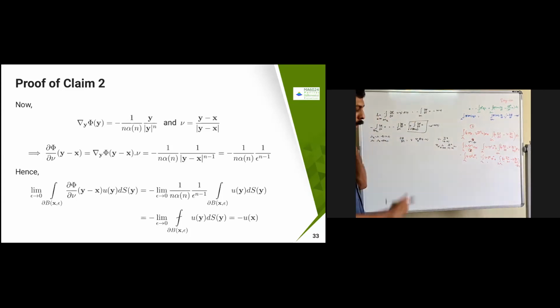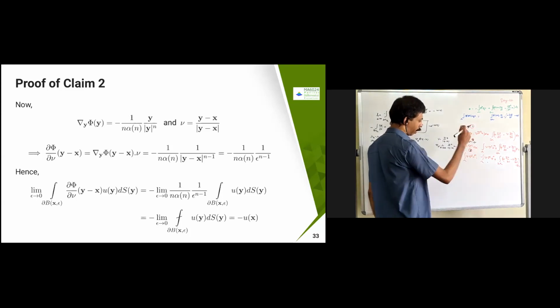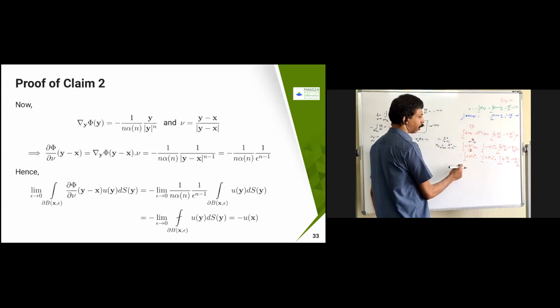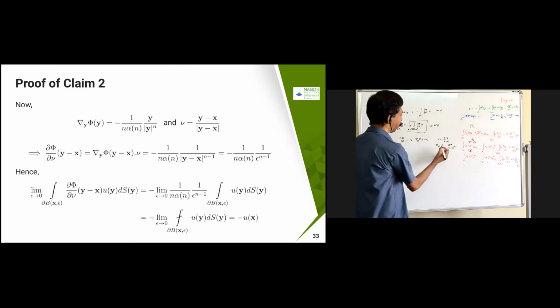This is very simple, you just take the derivative. We have something like n into alpha n into mod of y minus x power n minus 2, and y minus x power n minus 1 will be there. So we take it upward. Then you take the derivative, and you are going to get this one, minus n.